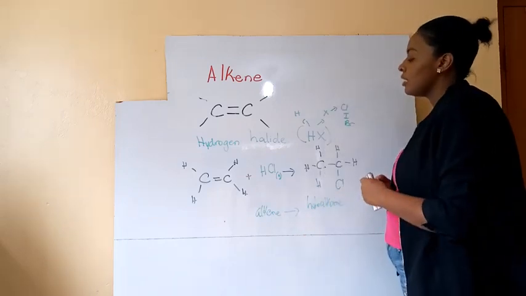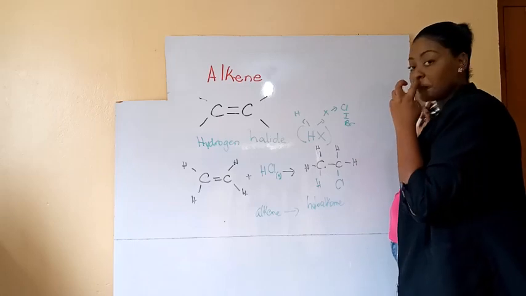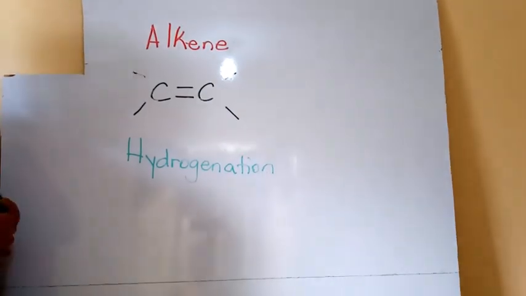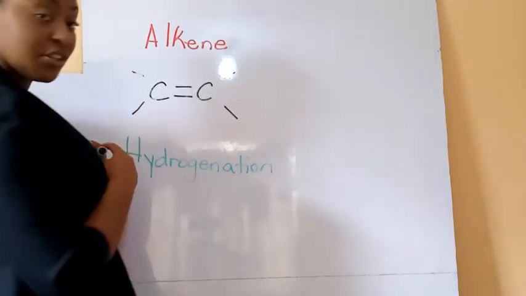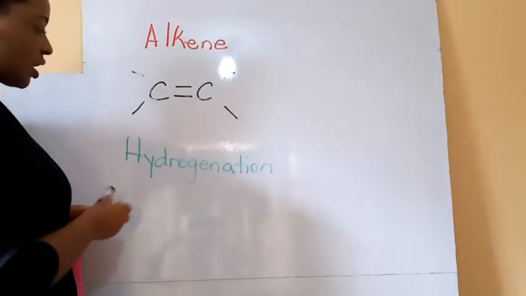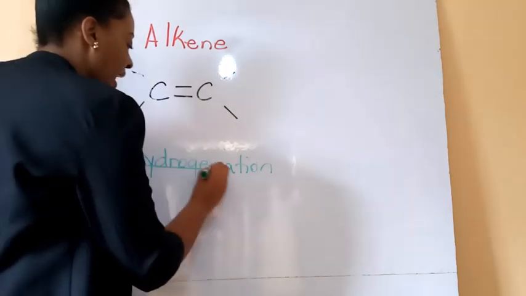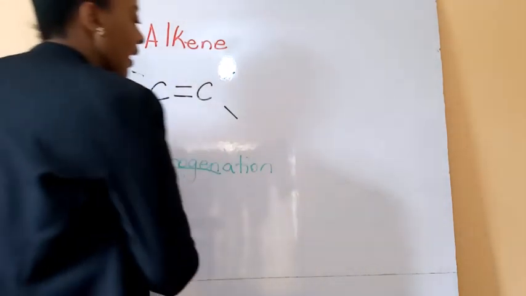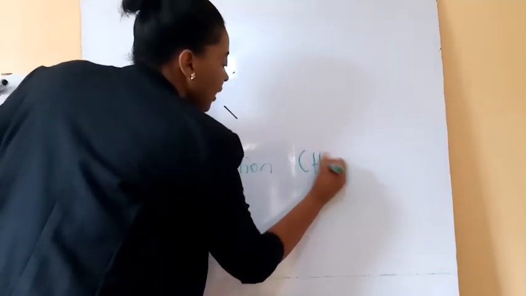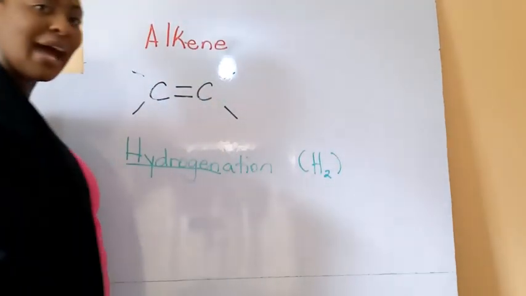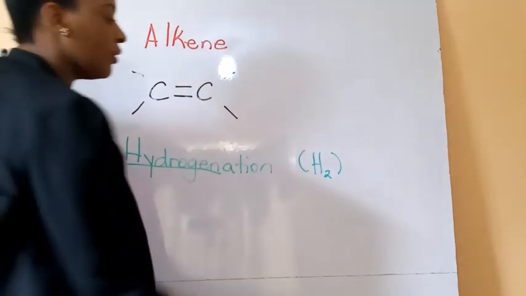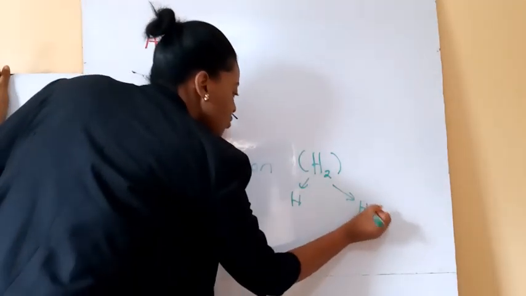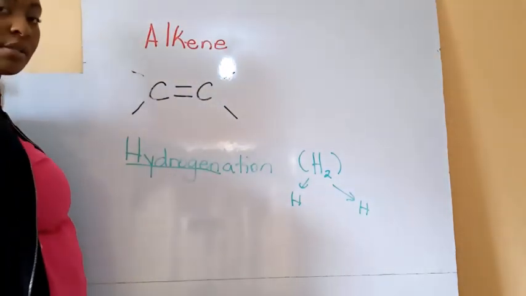So in halogenation, we are moving from alkene to haloalkene. Okay, so we have hydrogenation. In hydrogenation, we see the word hydrogen. So across the double bond, we are going to be adding hydrogen, H2. When we add hydrogen across the double bond, we get H and H. So that's what we're adding across the double bond.